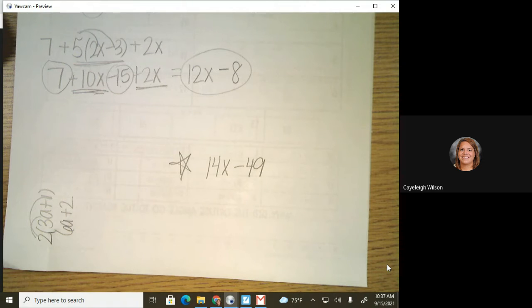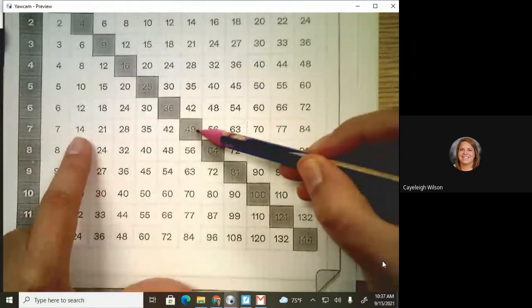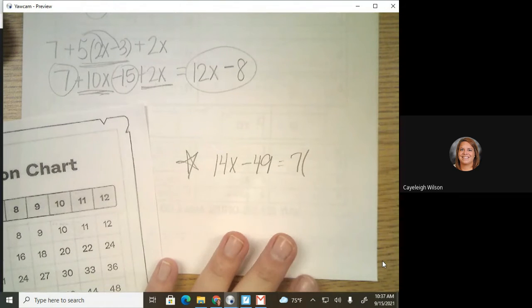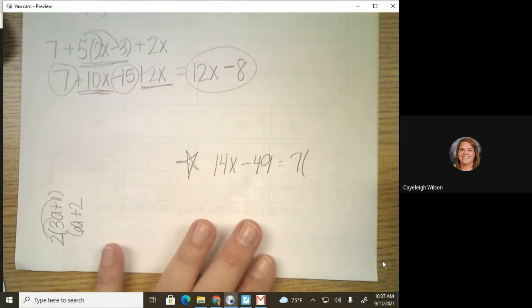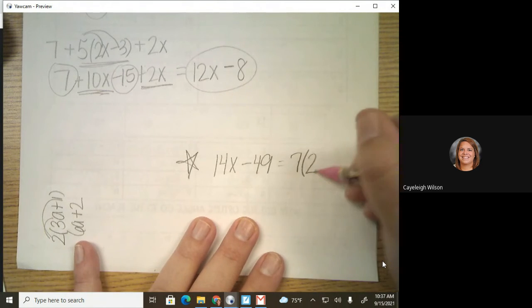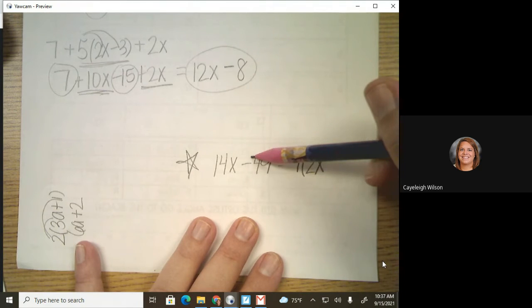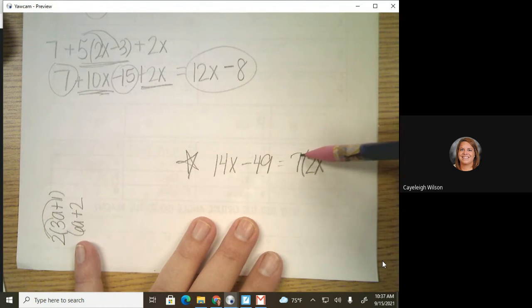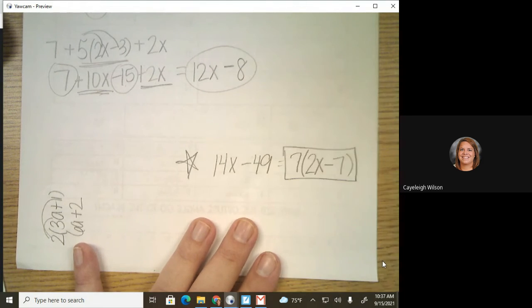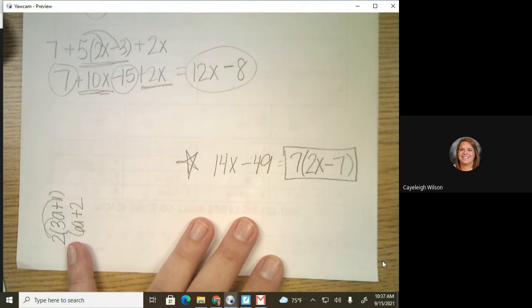All right, the angels already ruined it for us, but it is 7. Right here, 14 and 49 are in the 7s. So I'm going to take a 7. That's the greatest common factor, and I'm going to divide it out. So 14x divided by 7. What's 14 divided by 7? 2. So 2x. And this is negative 49 divided by 7. Negative 7. So this right here is your final answer for when you're rewriting it, not just the 7.